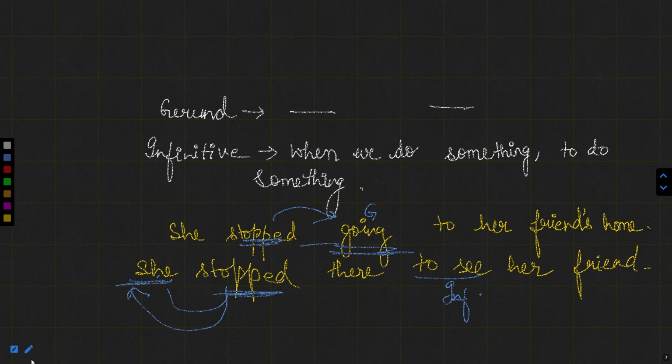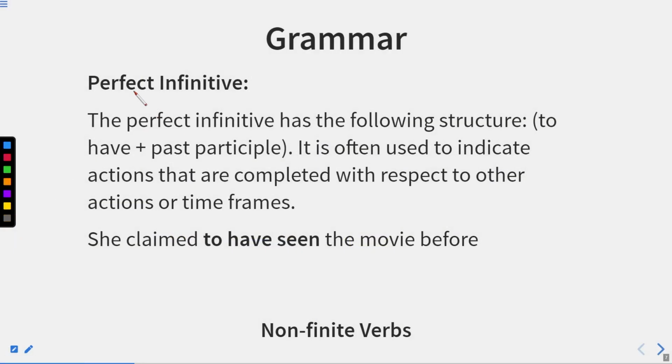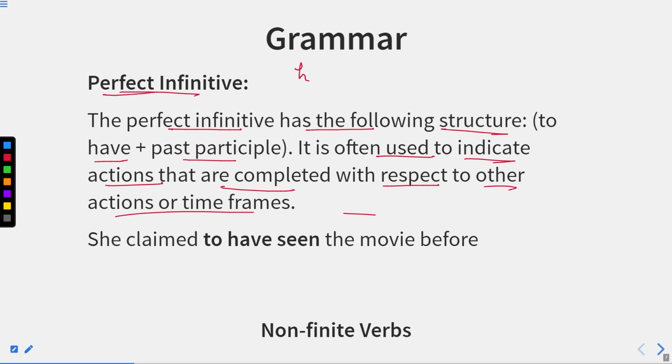Now let us get back to the slides. We'll discuss perfect infinitive now. The perfect infinitive has the following structure: to plus have plus past participle. It is often used to indicate actions that are completed with respect to other actions or time frames. It means now whenever we have the word perfect, obviously we have the word has or have or had. And after that we have verb third form. So this is the structure of a perfect sentence.